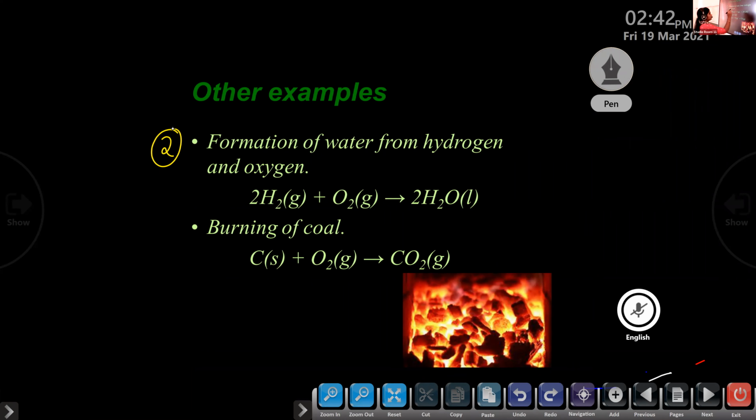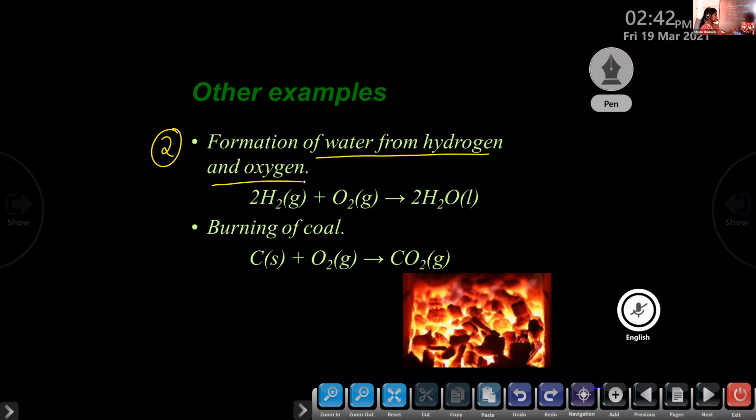Formation of water from hydrogen and oxygen. It's just a simple reaction, right? 2H2 plus O2 giving 2H2O. This is also an example of a combination reaction. Here also hydrogen and oxygen combine together to form a single product, that is water. This is also an example of a combination reaction.